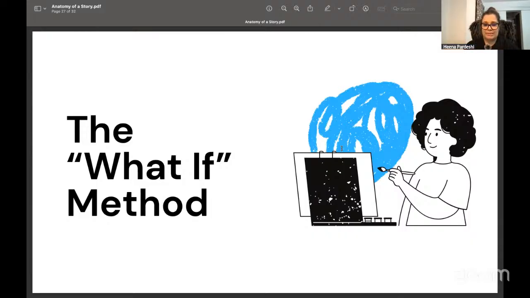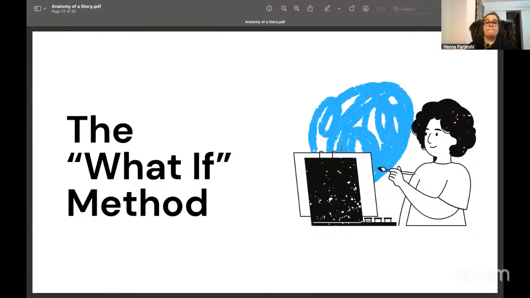Examples of the what if method. What if a man woke up to find everyone in his city vanished overnight? That's I Am Legend. What if memories could be erased like files? Eternal Sunshine of the Spotless Mind. What if education itself became an act of rebellion? Educated. What if redemption required facing the person you failed most? The Kite Runner. The right what if question always implies conflict. That's basically your story's heartbeat.